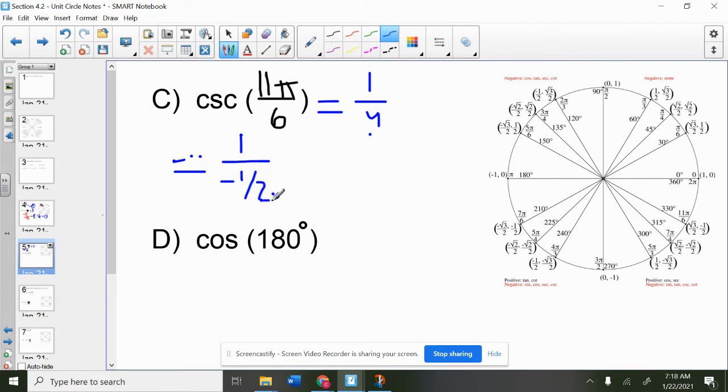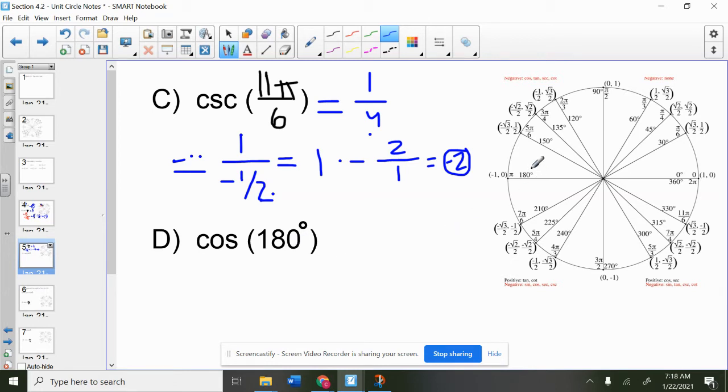So I've got that. Now, again, it's another keep it, change it, flip it situation. The top stays the same, so the 1 stays the same. So keep it. This division sign turns to multiplication, and then I have to flip this one. So in this case, it's going to be a negative, and then that 1 over 2 will flip to be 2 over 1. So I get 1 times negative 2 over 1. Well, 1 times negative 2 over 1 is just negative 2 over 1, which is just simply negative 2. That's your answer.